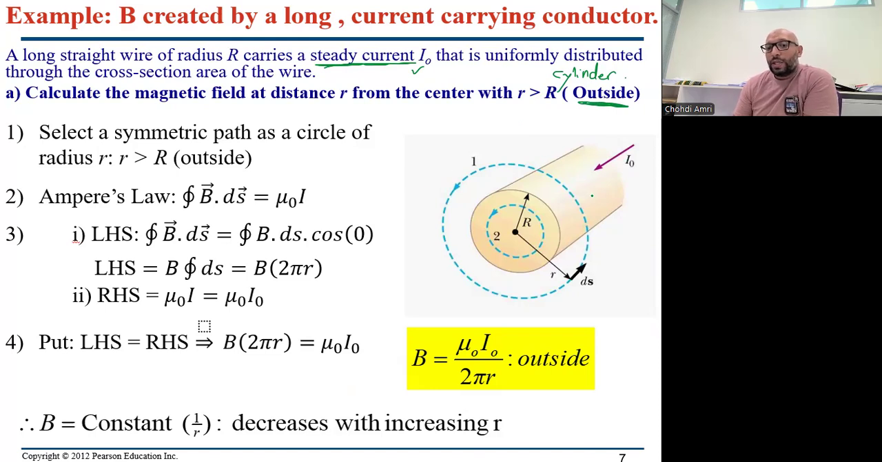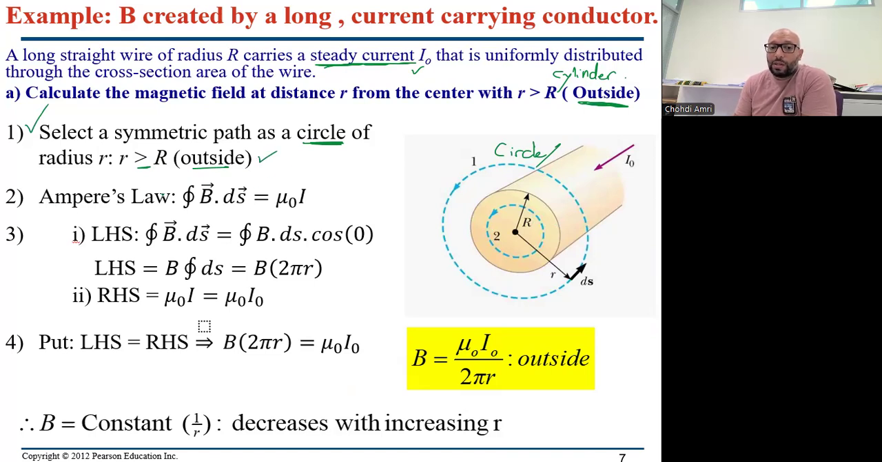So if we have a conductor in the shape of a cylinder, what will be the path surrounding this cylindrical conductor? Of course, it's going to be a circle. Step number 1 for Ampere's law, define the symmetric path. So the symmetric path is a circle of radius r. However, because we are outside, the radius of the circle is going to be greater than the radius of the conductor itself. Step number 1 is done.